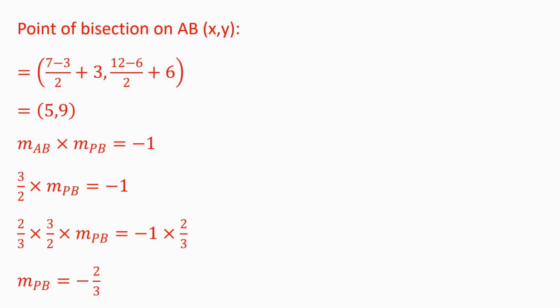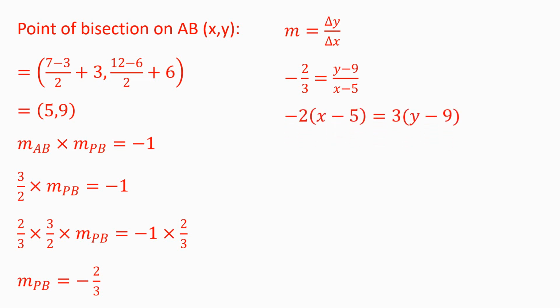And since we have the gradient and one of the points, we can obtain the equation of the perpendicular bisector using the formula of gradient is equal to change in y over change in x. So -2 over 3 is equal to y minus 9, which is the y value of one of the points of the bisector, over x minus 5. We cross multiply, we have -2 into x minus 5 is equal to 3 into y minus 9. Open the brackets, we have -2x plus 10 is equal to 3y minus 27.